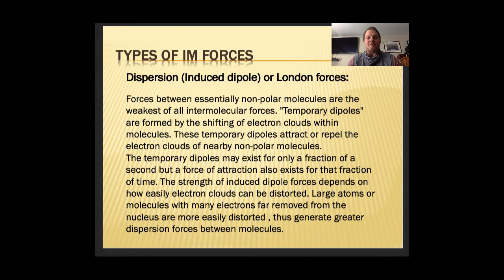The temporary dipoles may exist only for a fraction of a second, but a force of attraction also exists for that fraction of a second of the time. The strength of the induced dipole force depends on how easily the electron clouds can be distorted. Large atoms, or molecules with many electrons far removed from the nucleus, are more easily distorted, thus they can generate dispersion forces between molecules that are a little bit stronger.